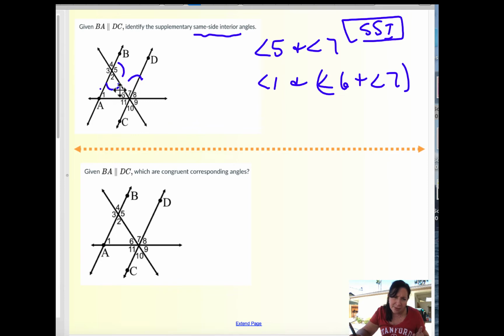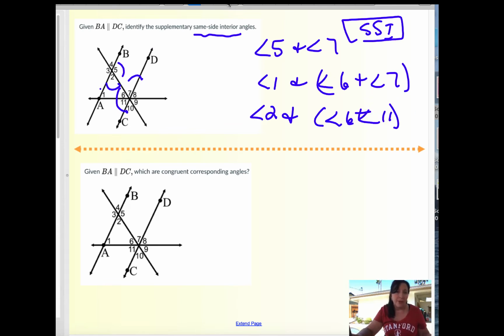Additionally, on the other side of 5 and 7 is 2, and these two, I think that says 6 and 11. So angle 2 and angles 6 and 11 would also be same side interior. But if you had only one choice, which is the obvious choice for same side interior angles, that would just be 5 and 7.